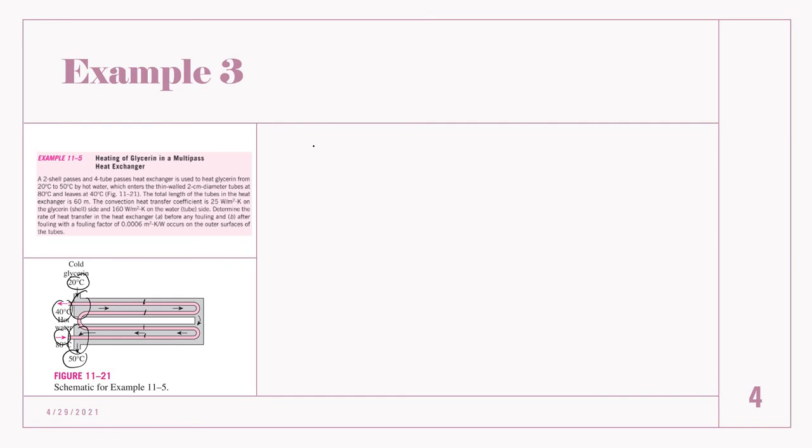So first thing first, we need to calculate the area. I start calculating here. We need to calculate the surface area, pi dl. Given here, the diameter is 2 cm and the length is 60 meters. So the answer would be 3.77 meters squared.